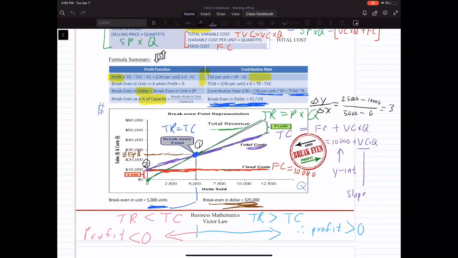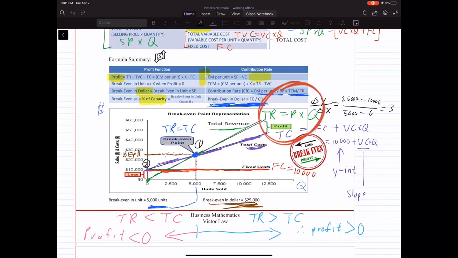When we look at the break-even diagram here, on the x-axis we have the units sold, the quantity, and on the y-axis we have the dollar amount. From the diagram you can see that we have 3 graphs: total revenue, total cost, and fixed cost. We're going to look at the total revenue first. The total revenue is the green line, and the total revenue function is price times quantity, P times Q.